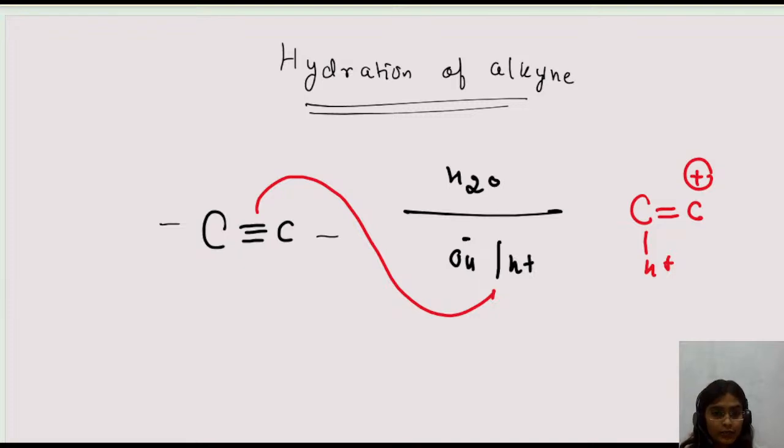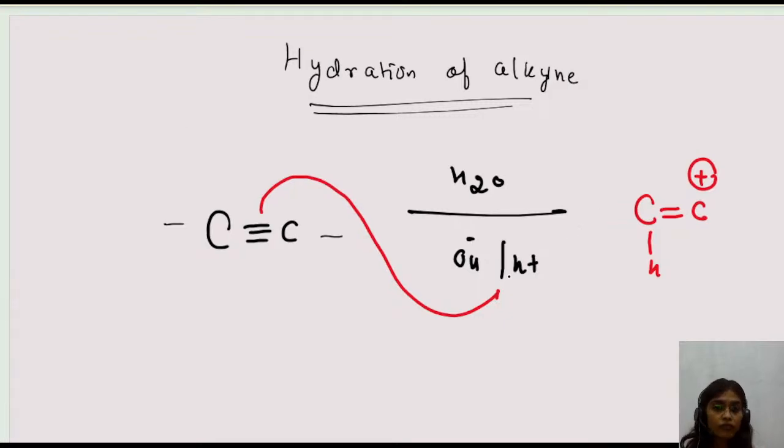So what is the problem with the direct addition of water into the carbon-carbon triple bond? The reaction follows the formation of a carbocation, and this carbocation is sp2 hybridized, and it's highly unstable. It's not stable. It's a highly unstable molecule. So then we want to increase the yield.